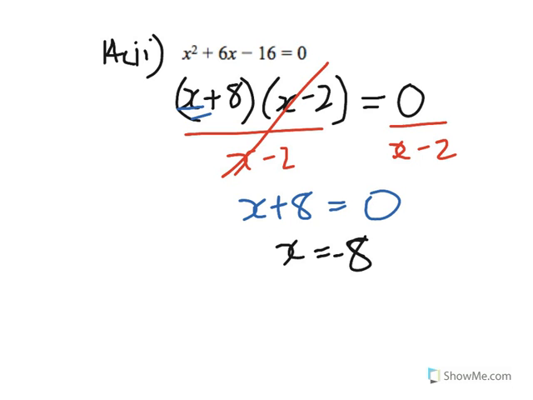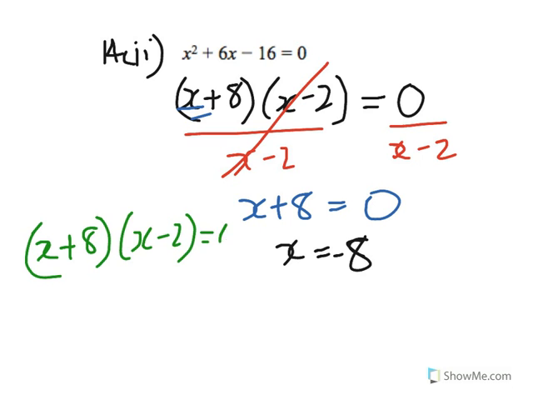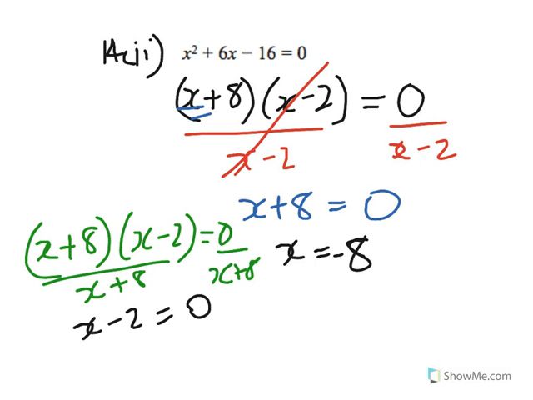And if you do the same for the other one, x plus 8 times x minus 2 is equal to 0, you divide both sides by x plus 8, and you get x minus 2 is equal to 0, and so x is equal to 2. So your two solutions are x equals negative 8 and 2.